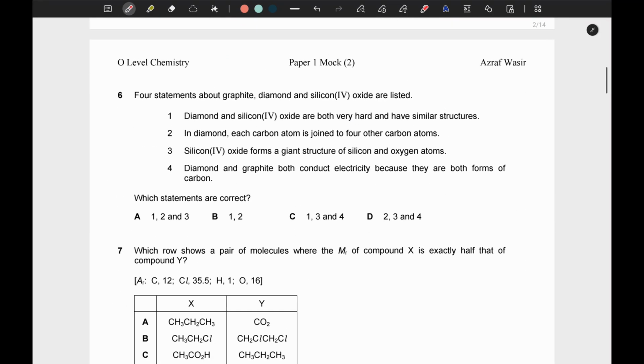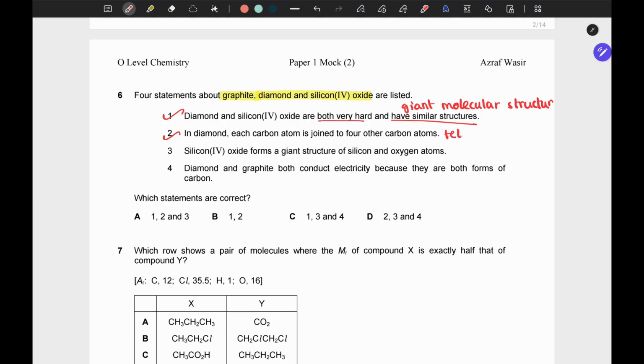Moving on to question number 6. 4 statements about graphite, diamond, and silicon(IV) oxide are listed. So the first one, diamond and silicon oxide are both very hard and have similar structures. That is true because they are giant molecular structures. So the first one is fine. In diamond, each carbon atom is joined to 4 other carbon atoms.